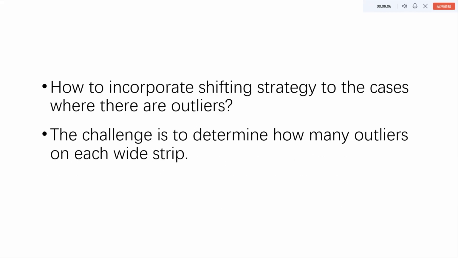So the question is that the shifting strategy doesn't consider the outliers. When there are outliers, how can we develop such a strategy? The challenge is to determine how many outliers are on each white strip. We need to somehow guess the numbers on each. We need to determine the number of outliers on each strip before we apply the shifting strategy.